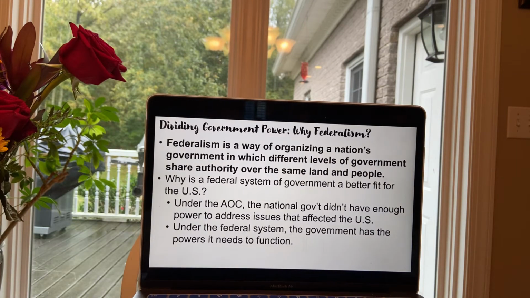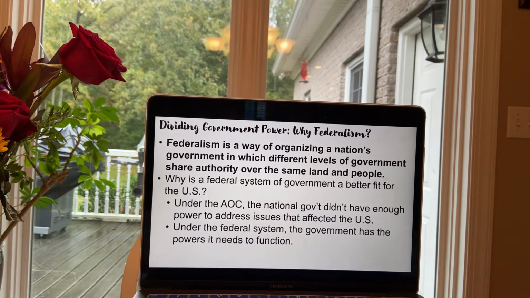Alright, so remember that federalism is a way of organizing our nation's government into different levels of government that share authority over the same land and people. So we have the state government and we have the national government. Those are our two governments. They're different levels, but they still share authority.